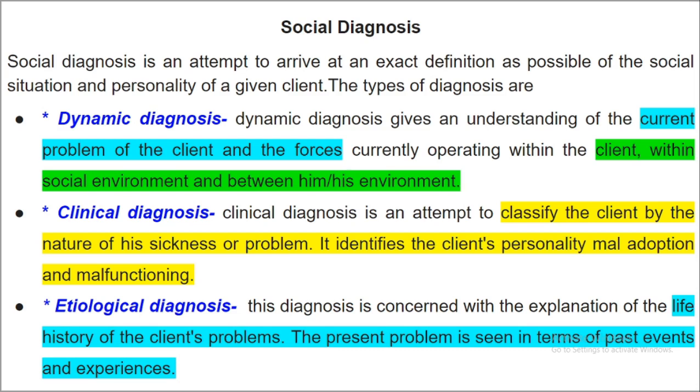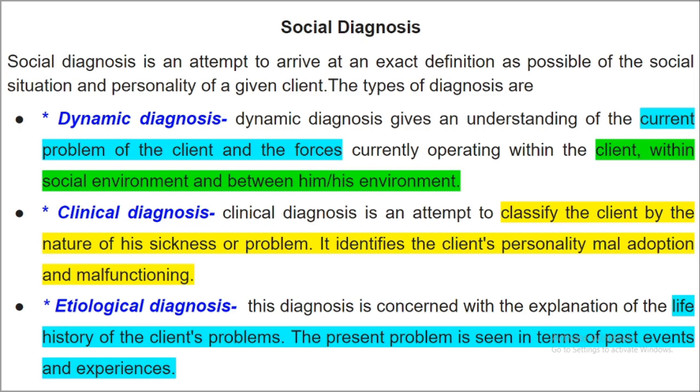Now, what is clinical diagnosis? Clinical diagnosis is an attempt to classify the client by the nature of his sickness or problems. So in clinical diagnosis, you have to classify the client based on his or her sickness or problems. It identifies the client's personality, maladaptation, and malfunctioning. So here you have to find out what is lacking in the client. That means you have to find the client's personality, then maladaptations, what the malpractices of the client are, and then the malfunctioning of the client. That's why he is facing the problems. So dynamic is about his or her interactions, and in clinical you have to classify his problems or his personality-related problems.